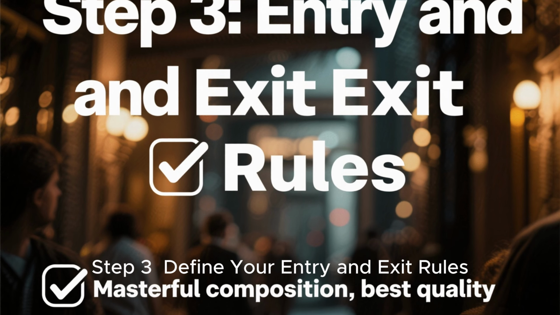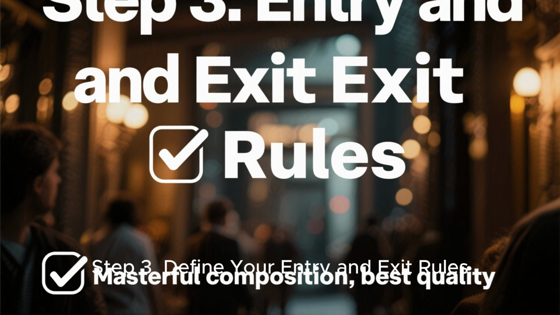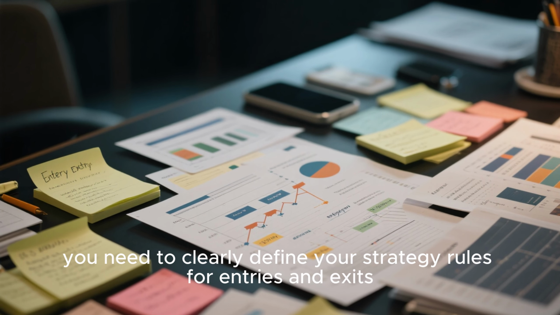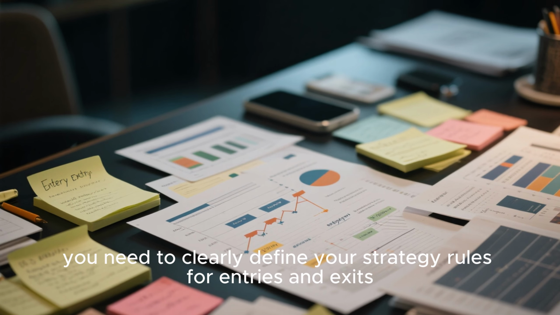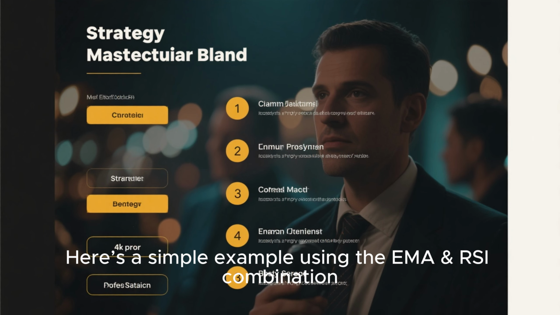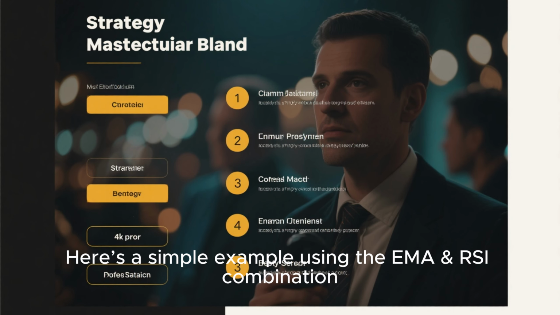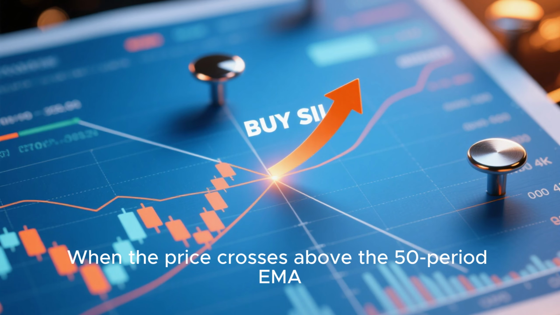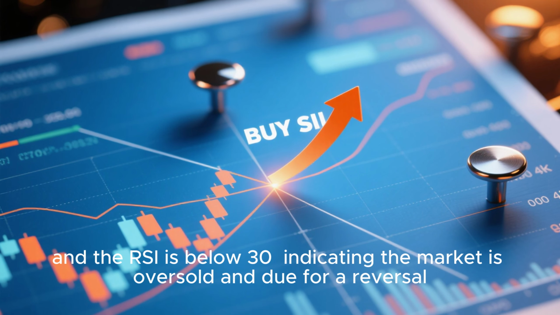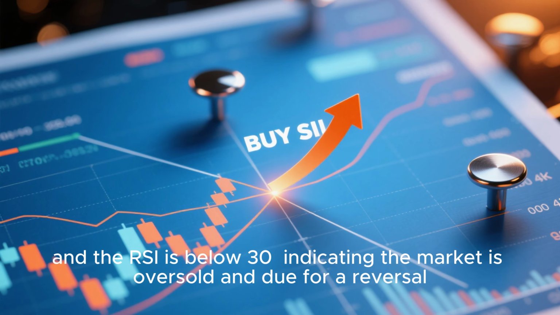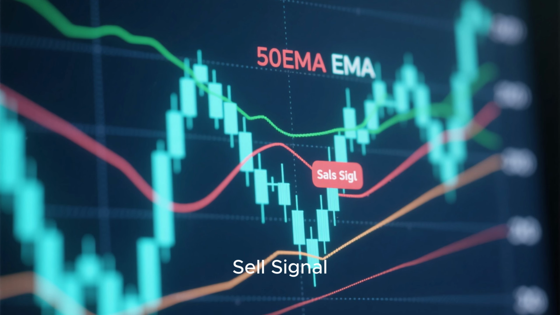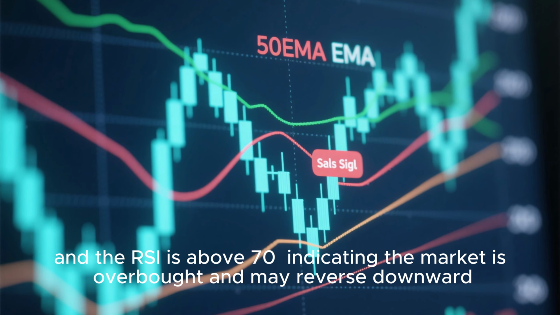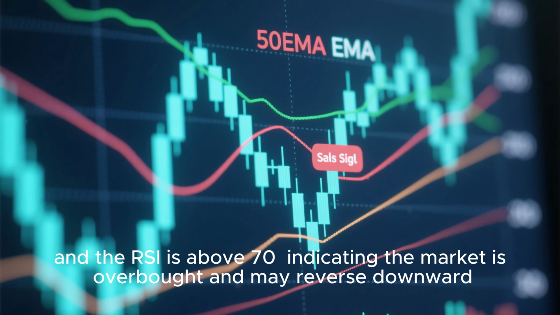Step 3. Define your entry and exit rules before backtesting. You need to clearly define your strategy rules for entries and exits. Here's a simple example using the EMA and RSI combination. Buy signal: when the price crosses above the 50-period EMA and the RSI is below 30, indicating the market is oversold and due for a reversal.